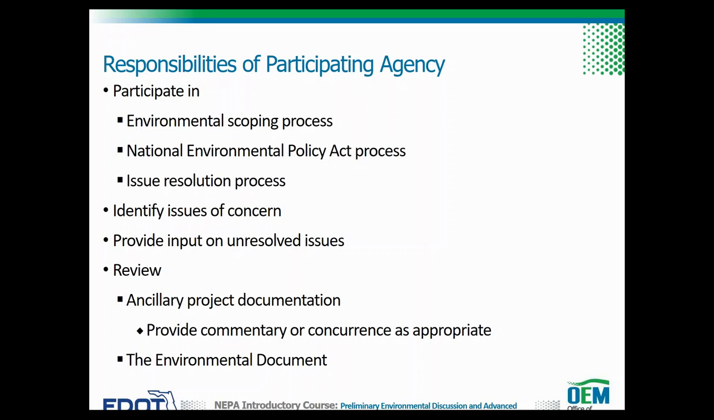Participating agencies' responsibilities also include identifying issues of concern and providing input on unresolved issues. They review the ancillary project documentation and provide commentary or concurrence as appropriate. They also may review the environmental document before it is approved for public availability at the discretion of the lead agency.